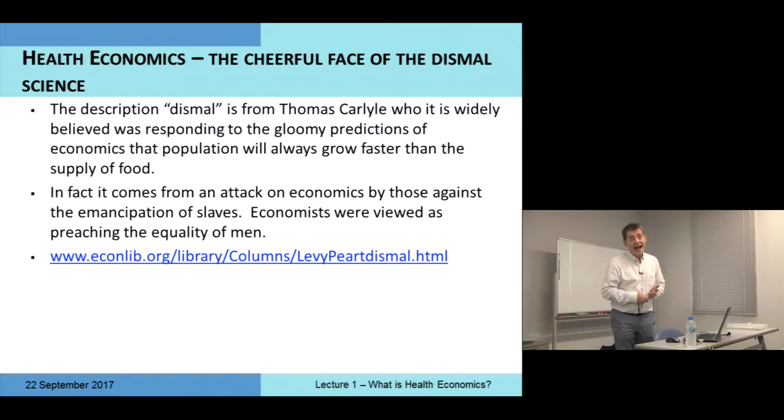It's an early form of propaganda. And it was an attack on economics from those people who didn't like the position economics was taking on slavery. And there were people who were against the emancipation of slaves, and they saw economics and economists as being against that system and trying to, as it were, free the slaves. Economists were preaching principles of equality. And so if that's the reason it was called dismal, I think it's quite nice to be dismal if you're preaching equality.